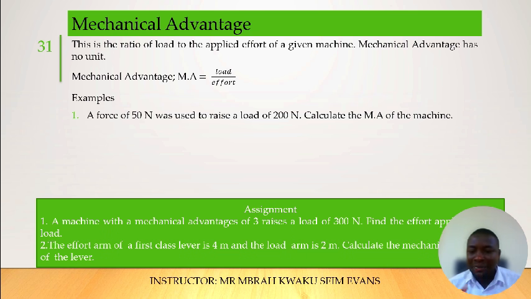So mechanical advantage has no unit because it is force over force, so the units cancel out and it is dimensionless. Mathematically, mechanical advantage is load over the effort. So let's take an example. A force of 50 Newton was used to raise a load of 200 Newton. Calculate the mechanical advantage of the machine.